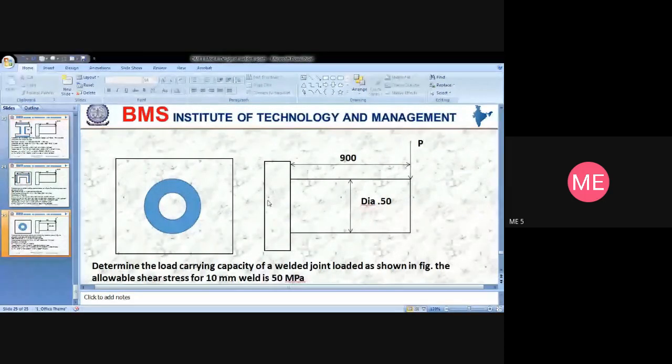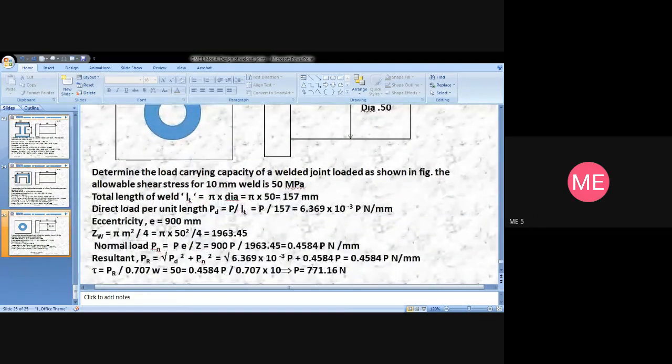Yeah, what is the load carrying capacity of the weld? So is it 771.8 newtons? 771.8, yeah. 771.16 is what I got. So 771.8 is also fine. Others, please check your values.